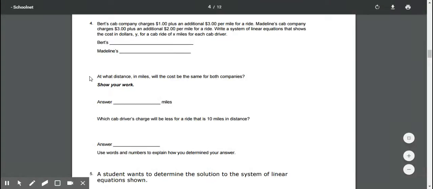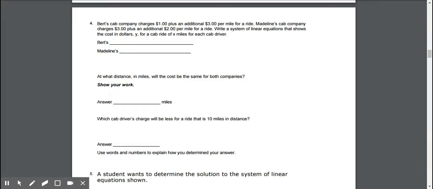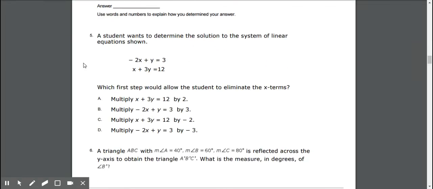At what distance in miles will the cost be the same for both companies? Show your work. Answer, how many miles? Which cab driver's charge will be less for a ride that is 10 miles in distance? Answer, use words and numbers to explain how you determined your answer.